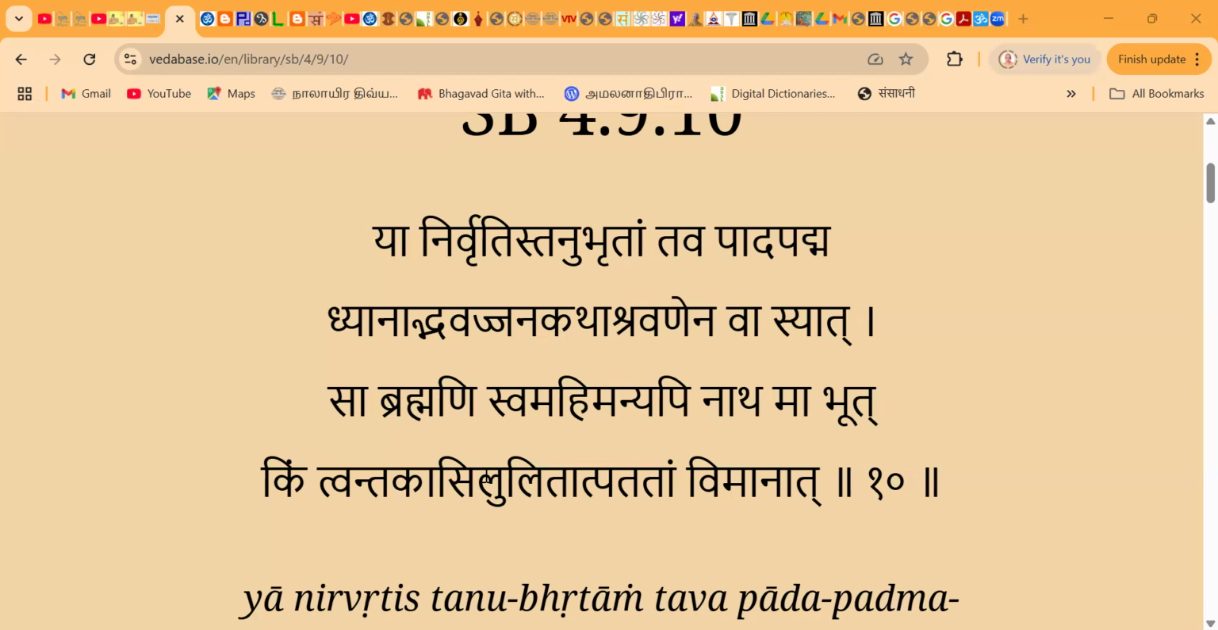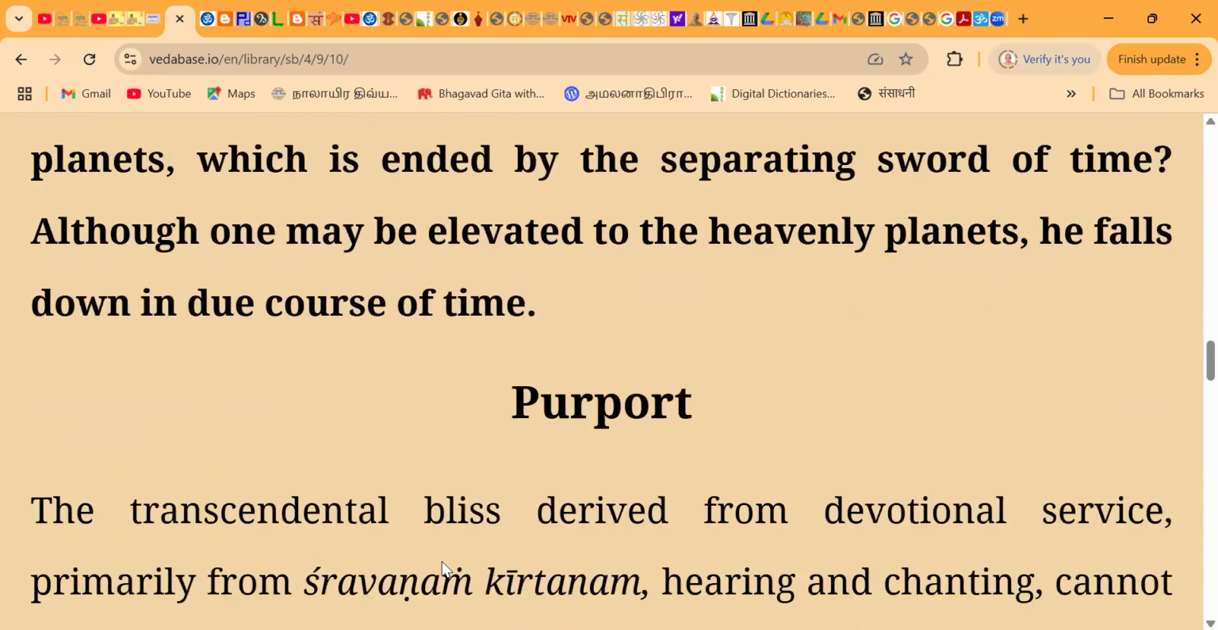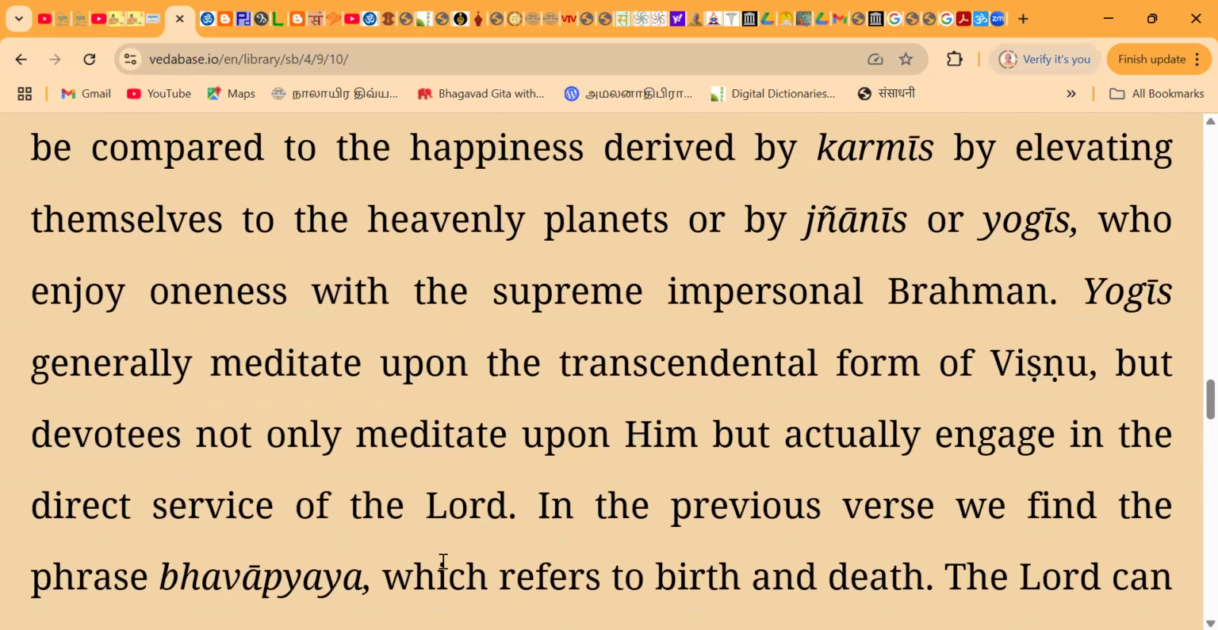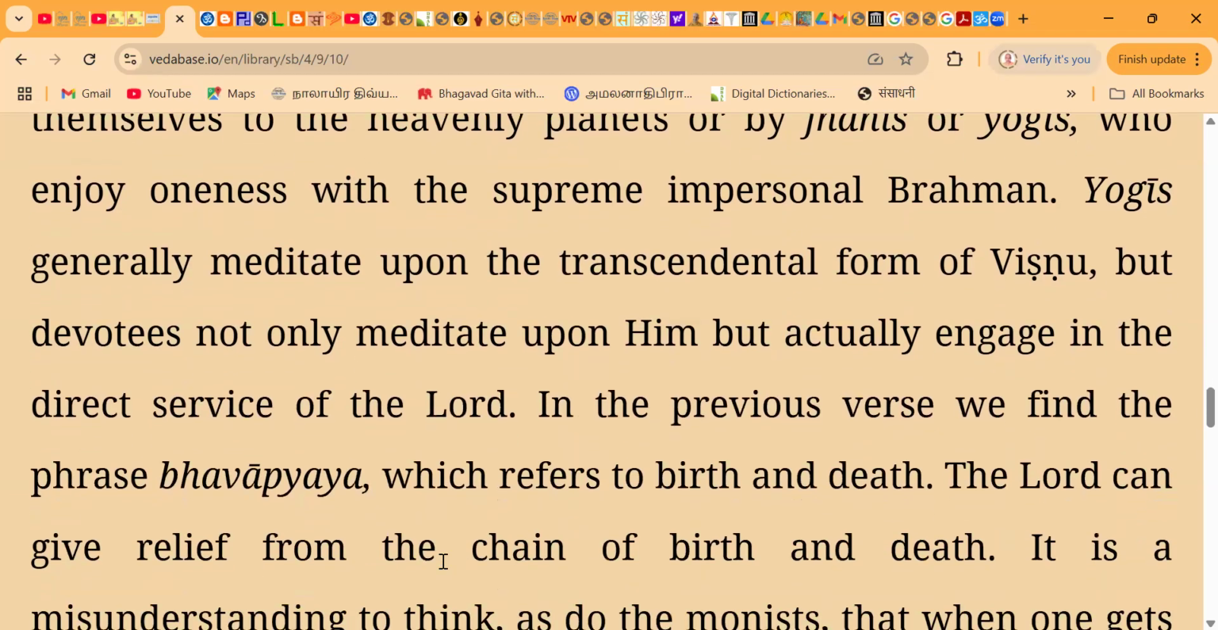So, Srila Prabhupada's purport. The transcendental bliss from hearing and chanting cannot be compared to the happiness derived by the karmis by elevating to the heavenly planets, or by the jnanis or yogis who enjoy oneness with the impersonal Brahman. So, yogis generally meditate upon the transcendental form of Vishnu. Devotees not only meditate but actually engage in the direct service of the Lord.